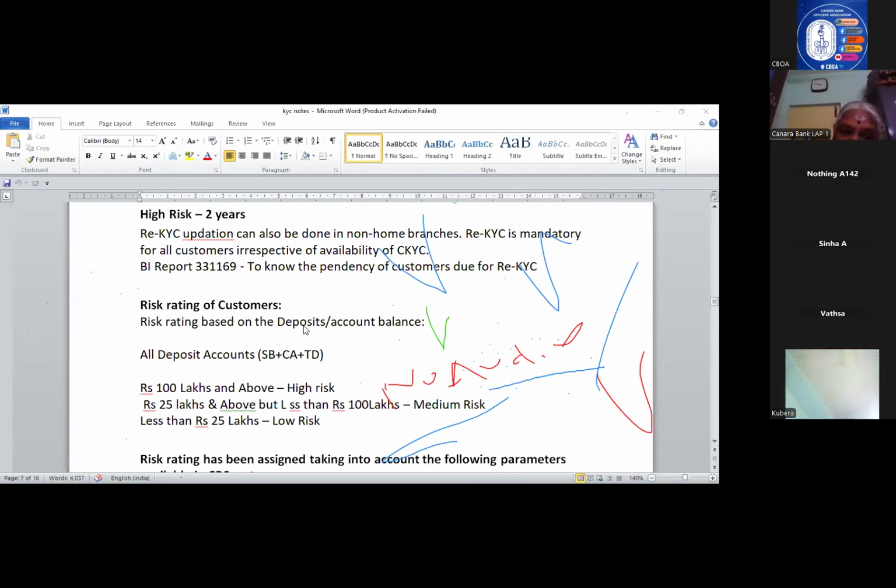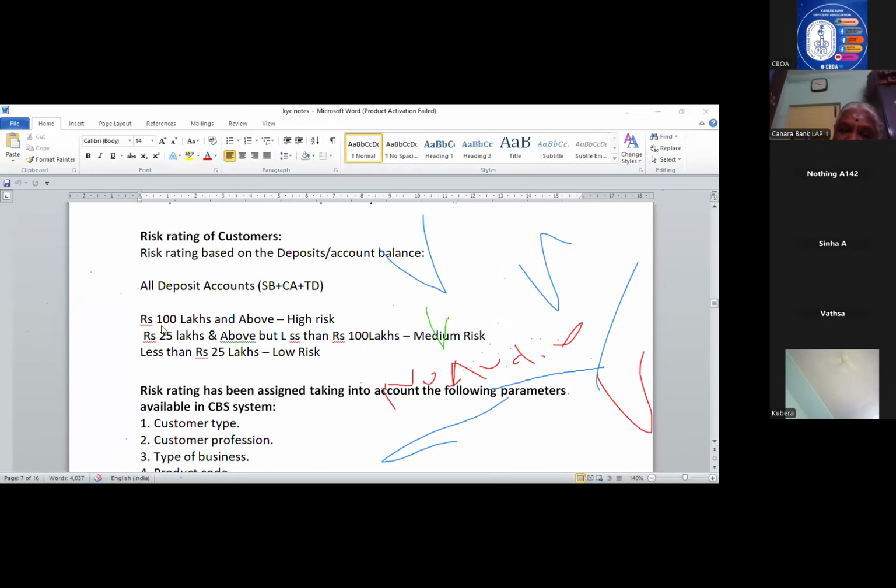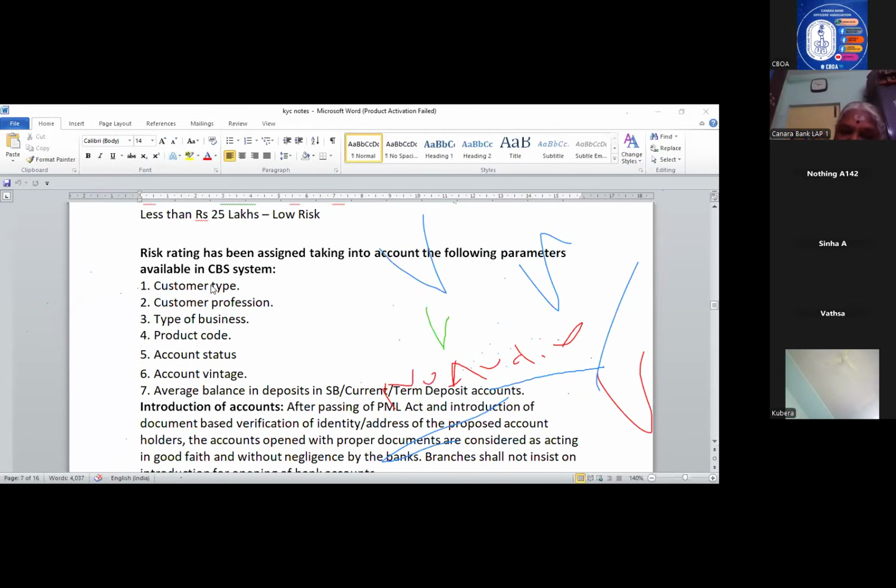Okay. Risk rating of the customers, how is it done? Based on the amount: if 100 lakhs and above, then it is high risk. 25 lakhs and above but less than 100 lakhs, it is medium risk. Less than 25 lakhs, it is low risk. Okay. Risk rating based on parameters, how is it being done in the CBS system?